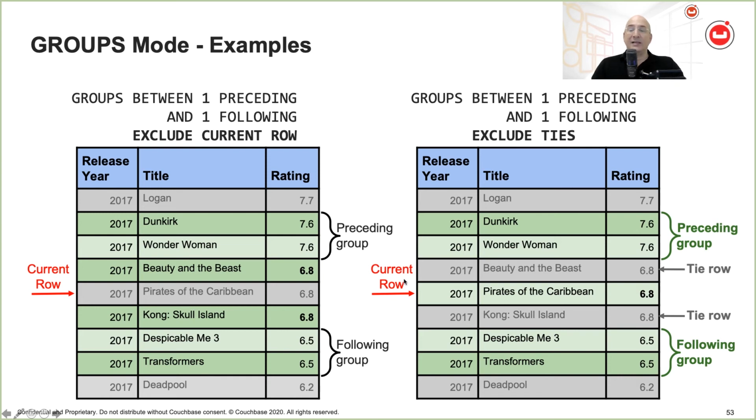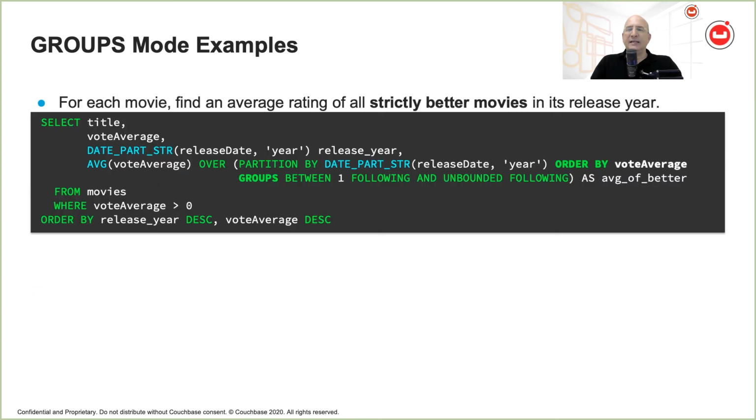On the right side, we use the same setting, but here we use the clause exclude ties. That excludes all the rows of the current group except the current row. Notice the tie rows, the rows that have the same values as the current row. Let's see some examples of using the groups mode and the exclude clause.